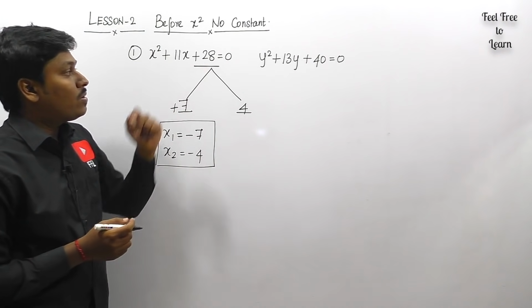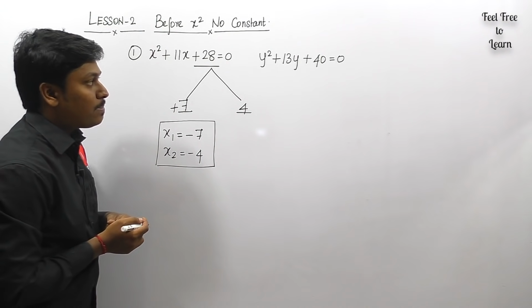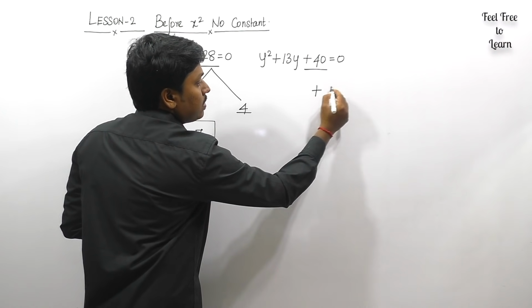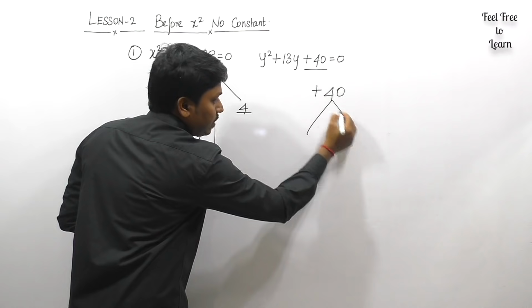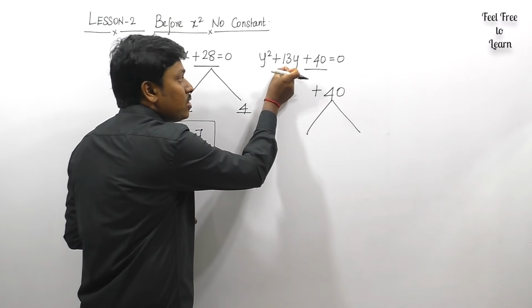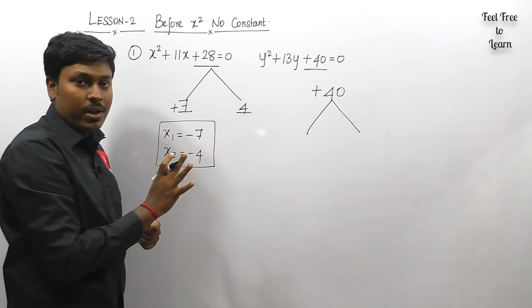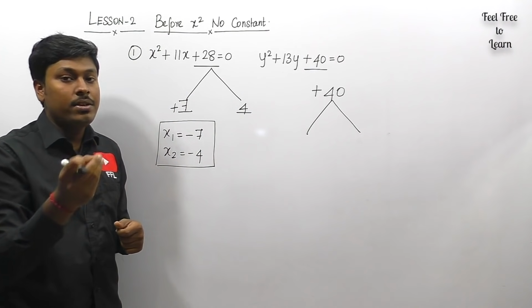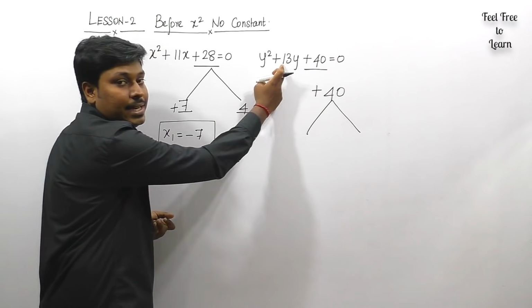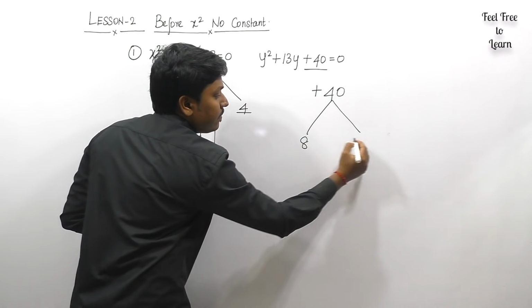So friends, let me move on to the second equation, that is y square plus 13y plus 40. So friends, here it is plus 40, right? So the numbers that we are going to multiply, the resultant should be 40. When we add both the numbers, the resultant should be plus 13. 40 is a smaller number, right? We know the multiples. 10 into 4 is 40, or 8 into 5 is 40. But our target is to get 13, right? So we can say that 8 5s are 40.